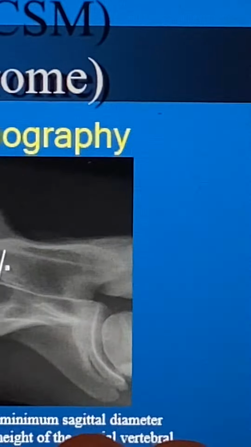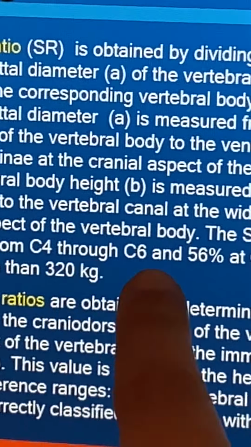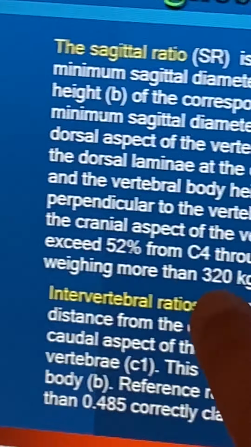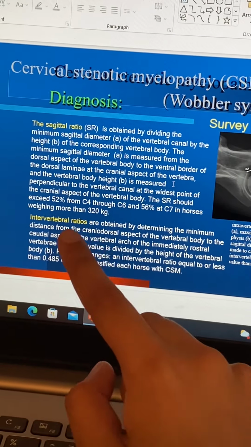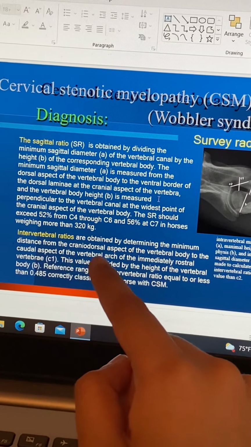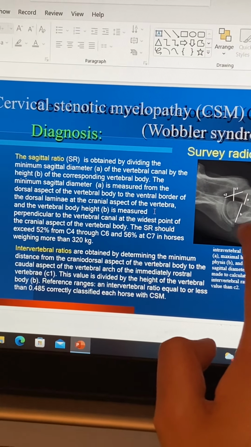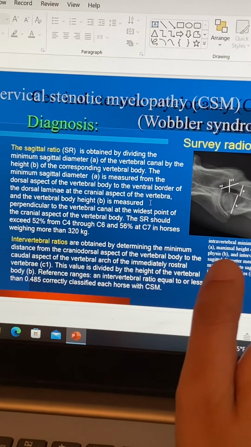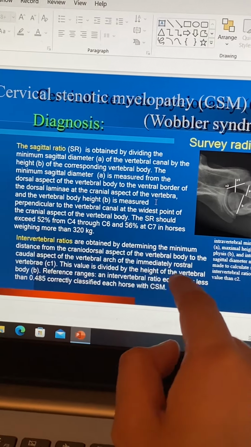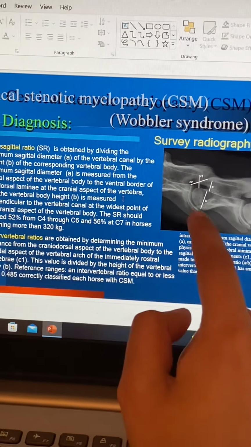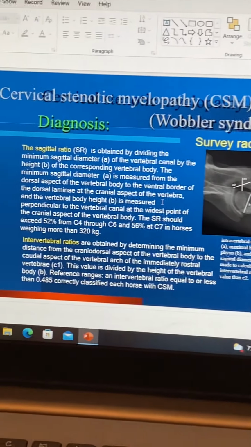Anyway, the SR should exceed 52% from C4 through C6, and 56% at C7, for a horse that weighs more than 320 kg. For the intervertebral ratio, it's obtained by determining the minimum distance from the cranial dorsal aspect of the vertebral body to the caudal aspect of the vertebral arch of the immediately following rostral vertebrae, like C1. This is determined by the height of the vertebral body, that's B. So remember, A is the vertebral canal, B is the vertebral body nearby.